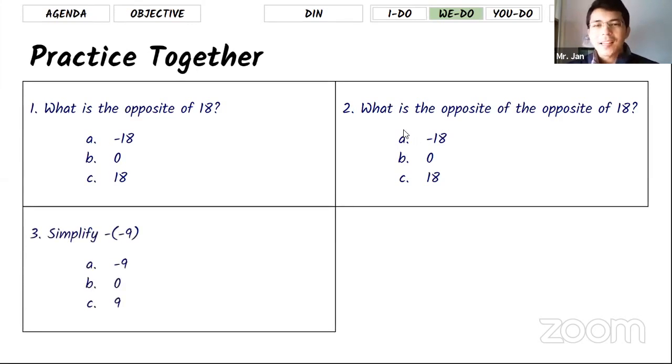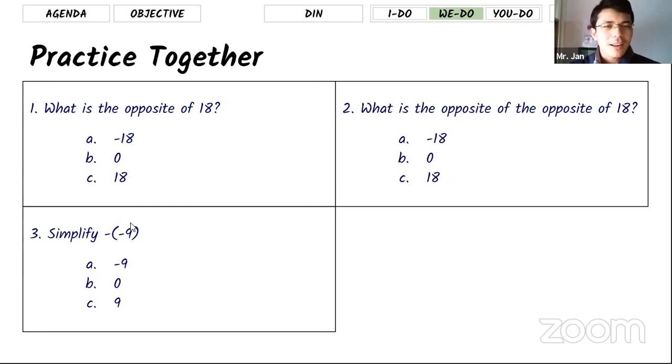This time, instead of verbal form, I asked in a mathematical form, which means by putting a negative sign in front of it. What is opposite of -9? So this is the shortest way to say it. Every time you see a negative sign, that means saying opposite of.